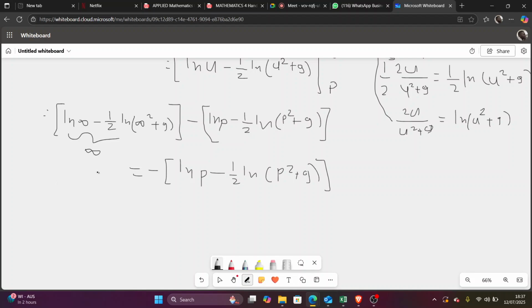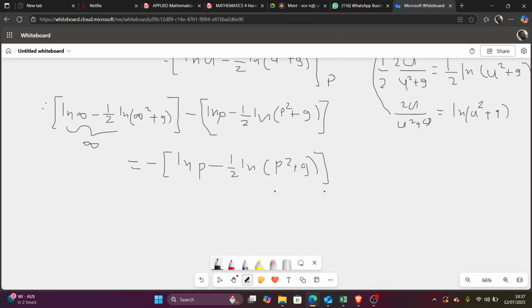Not sure, but we can simplify this. Otherwise, we can also stop here, but you can simplify this. Remember, now you have to remember your properties as well. If you have ln of a to the power n, you can write it as n ln a. So what I want us to do here is to bring the power of half on top using this property.